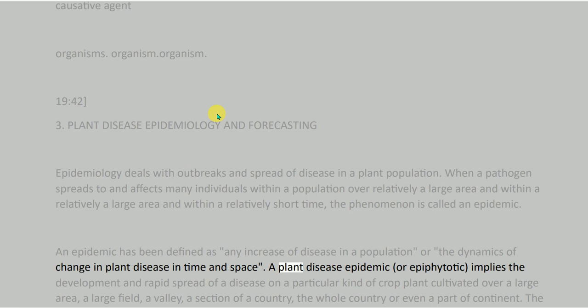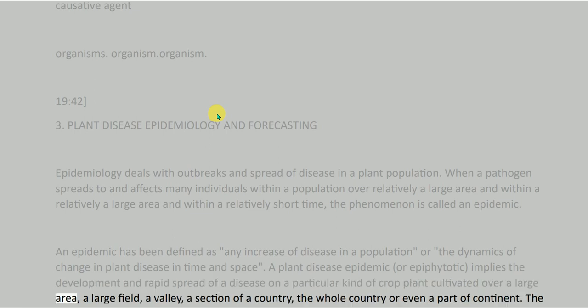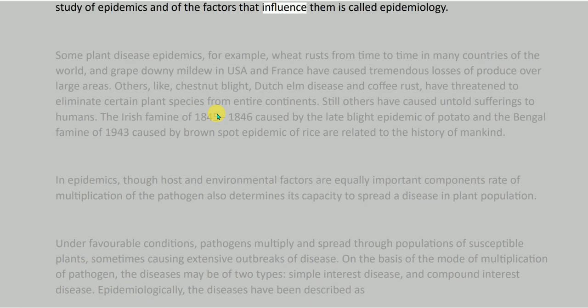A plant disease epidemic, or epiphytotic, implies the development and rapid spread of a disease on a particular kind of crop plant cultivated over a large area, a large field, a valley, a section of a country, the whole country, or even a part of a continent. The study of epidemics and of the factors that influence them is called epidemiology.